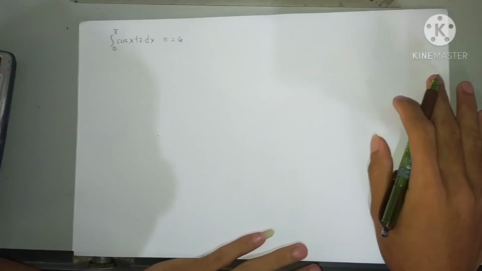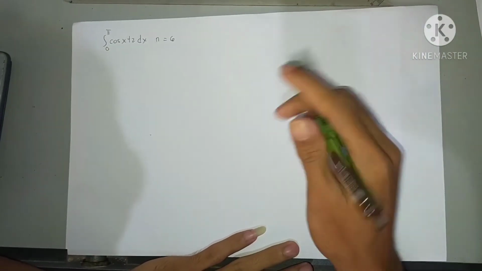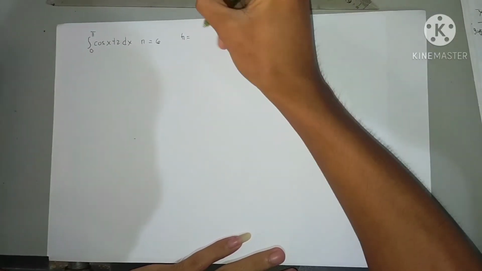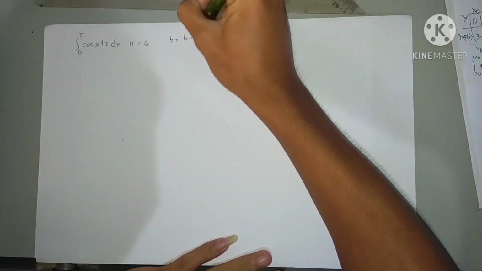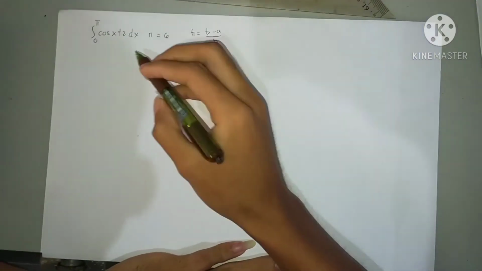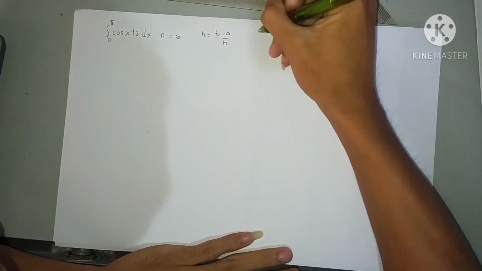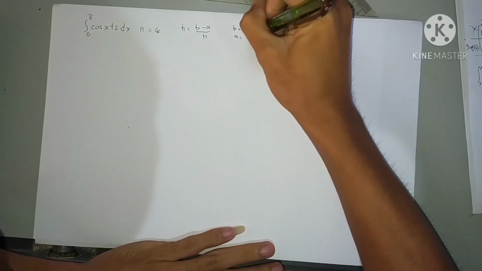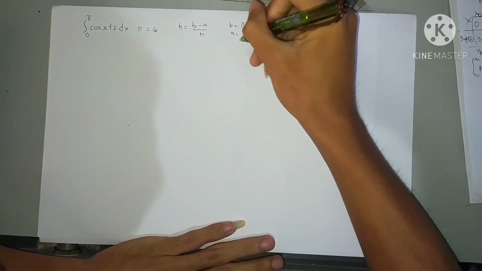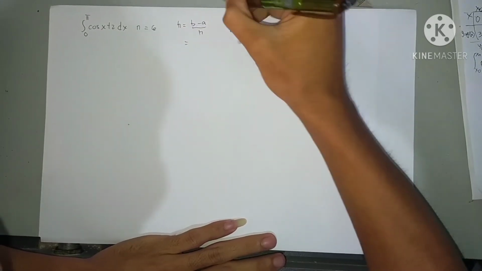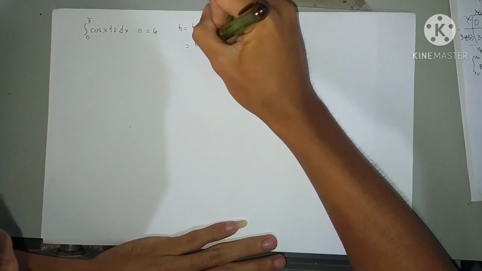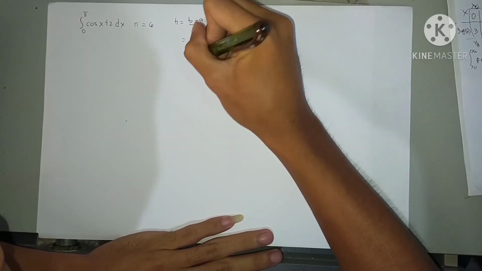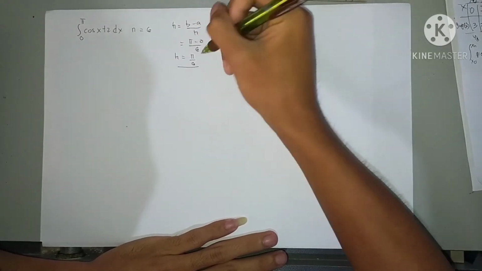First, we need to find the h. The formula for h is b minus a all over n. Since we have the value of b, our b is pi and our a is 0 and our n is 6. So substitute, then pi minus 0 over 6. We have pi all over 6. This is our h. This is the interval.